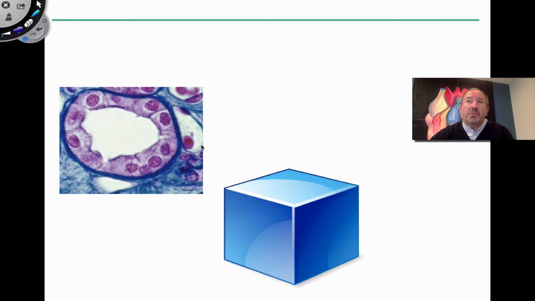Okay, and so you might say to yourself, I don't have a background per se on what cells look like. Well, they take on a lot of different shapes, but I'm going to discuss this sort of cube-shaped cell, if you will.